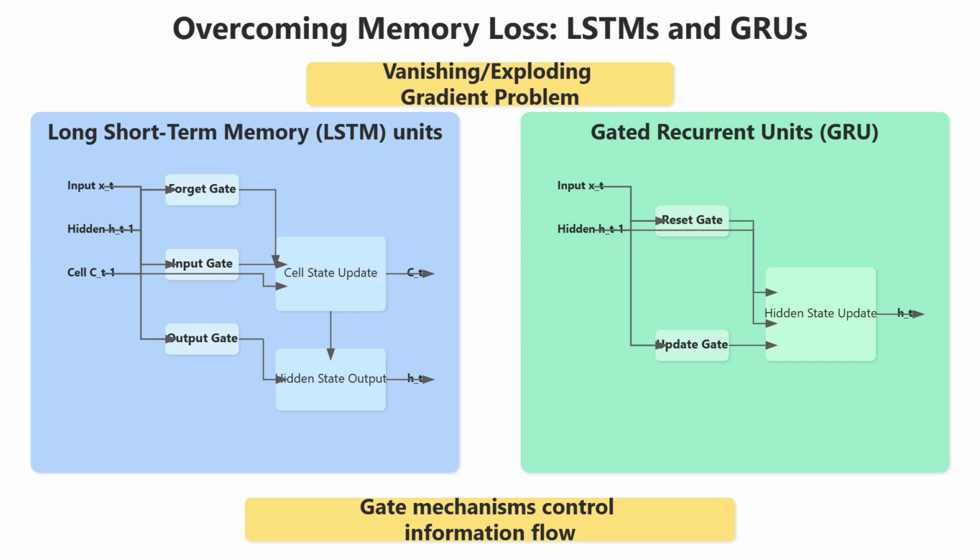GRUs are a slightly simpler, more streamlined version of LSTMs, combining the input and forget gates into a single update gate, and also incorporating a reset gate. While simpler, GRUs often perform comparably to LSTMs on many tasks. Both LSTMs and GRUs are fundamental to modern sequential data processing, offering a robust solution to the vanishing gradient problem, and enabling models to capture intricate long-range dependencies.